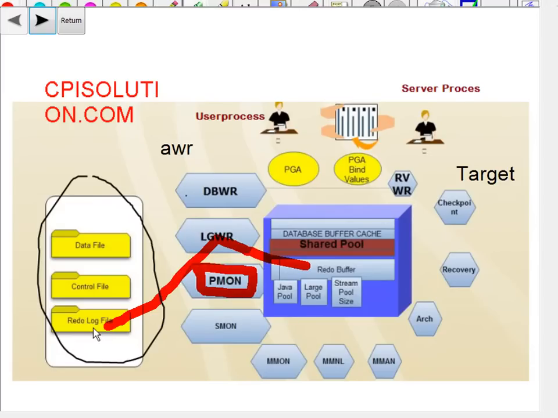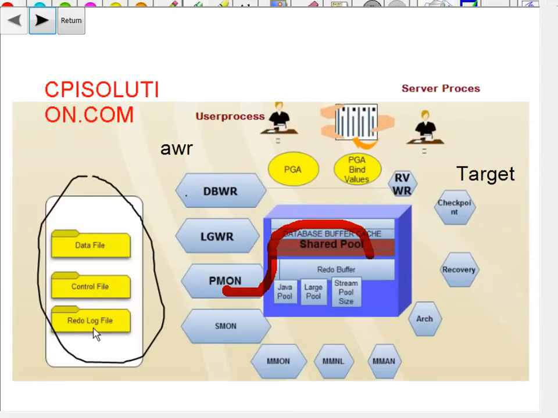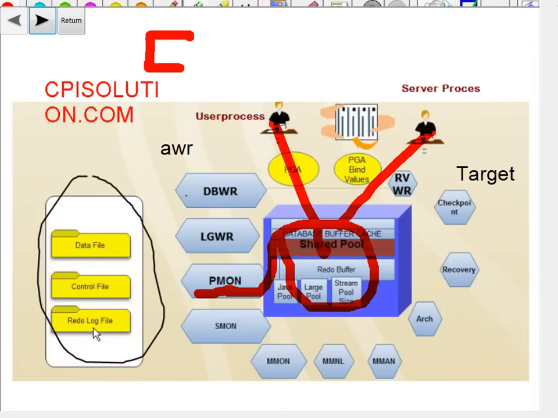What does the PMON do? Say a user is connecting to the database and suddenly that particular user becomes disconnected. PMON would clear the resources in the memory of that particular user. PMON is also used for dynamic registration. Say your instance has to be registered to a listener, so PMON is responsible for that.